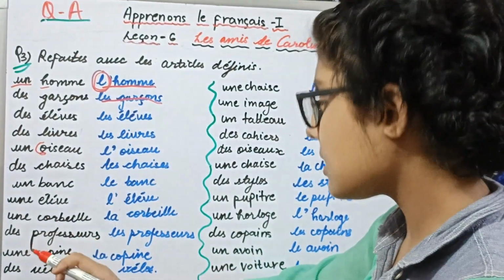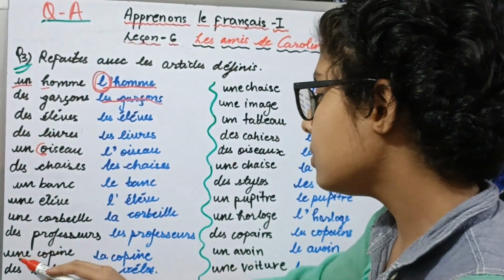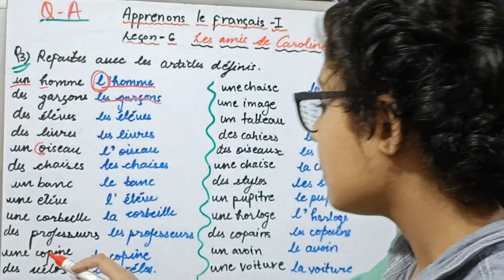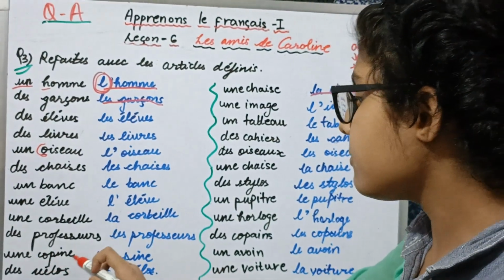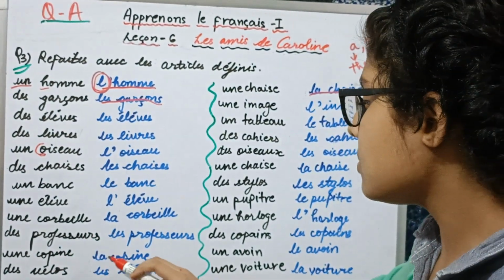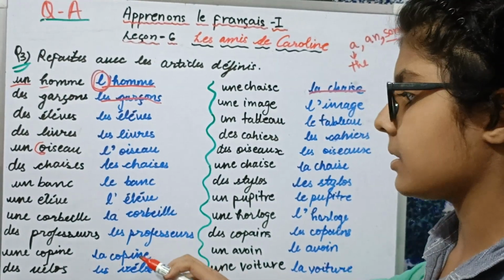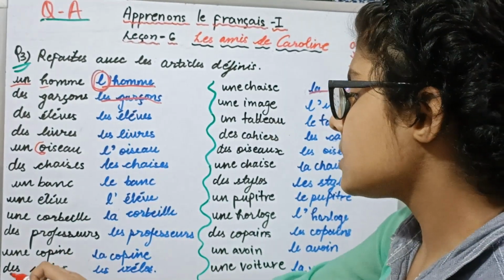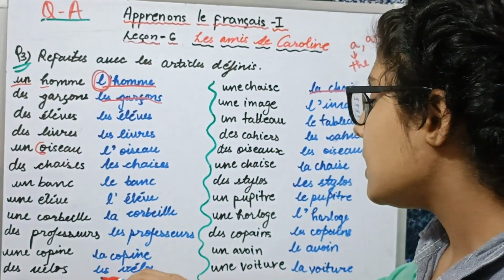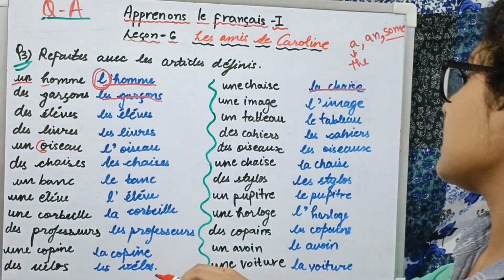Then we have the second last one in this row, une copine, a friend. It is feminine, so it would be transformed into la copine, the friend. Des vélos means some bicycles, and that would be les vélos, the bicycles.